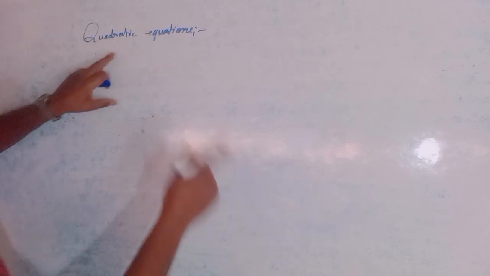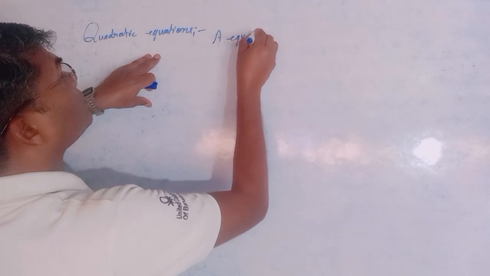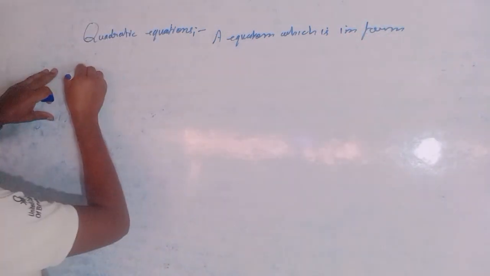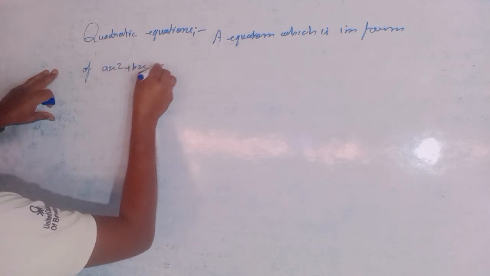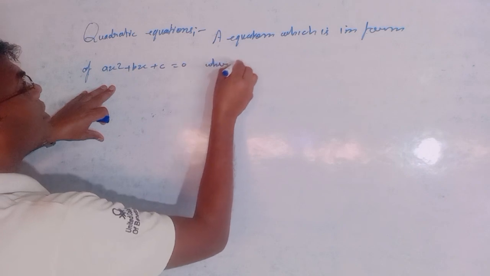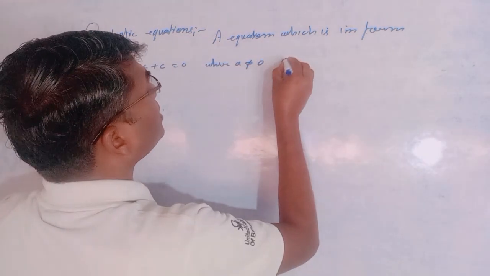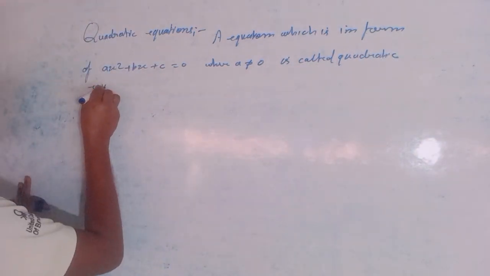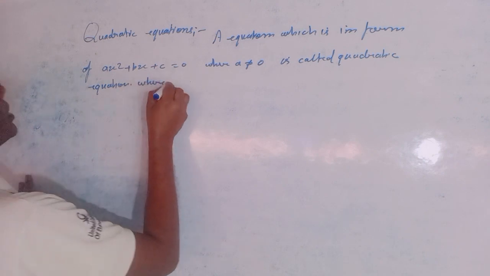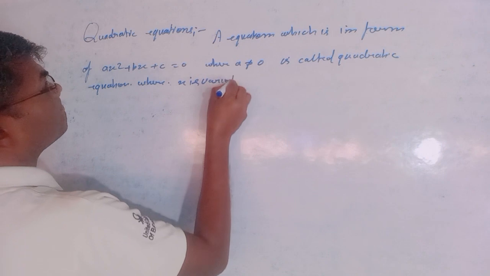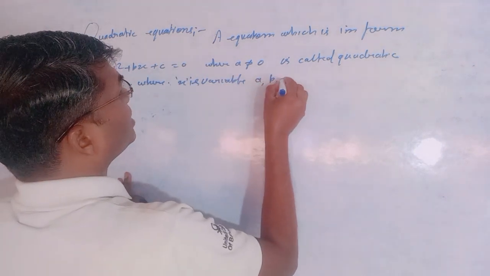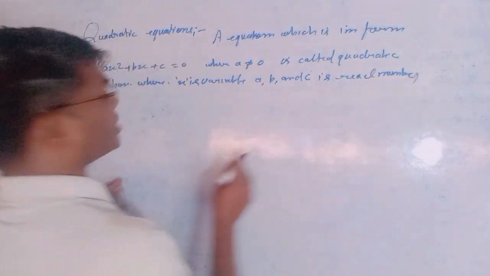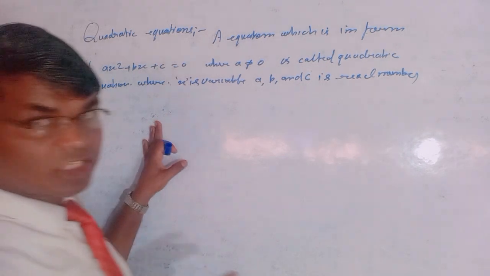Quadratic equations are equations in the form ax square plus bx plus c is equal to 0, where a is not equal to 0, which are called quadratic equations, where x is the variable, and a, b, and c are real numbers. So this is said to be a quadratic equation, with its variable and real numbers.